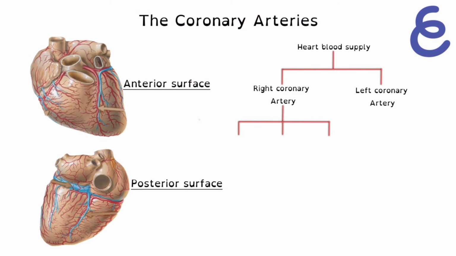Now we're going to talk about the branches of the right coronary artery. The artery to the SA node will be the first branch coming off the right coronary artery. You want to notice that it's going to be branching and going upwards, and it's going to be giving blood supply to the SA node. The right coronary artery will continue, and the next branch it's going to give will be the right marginal artery.